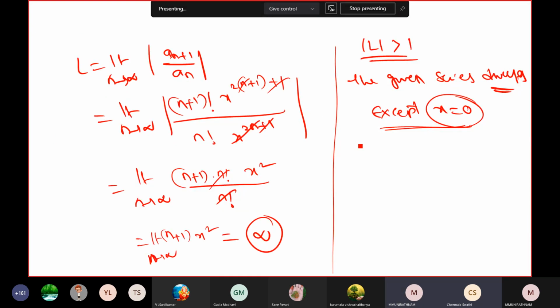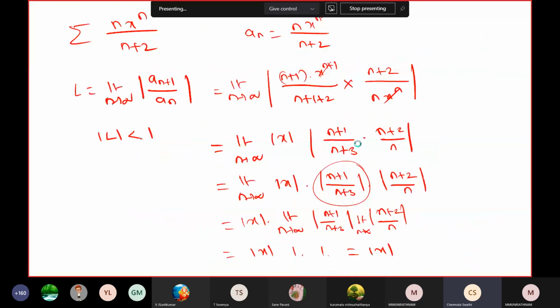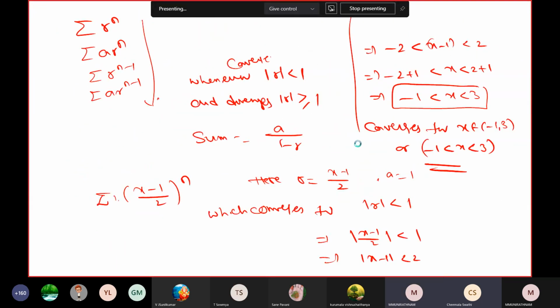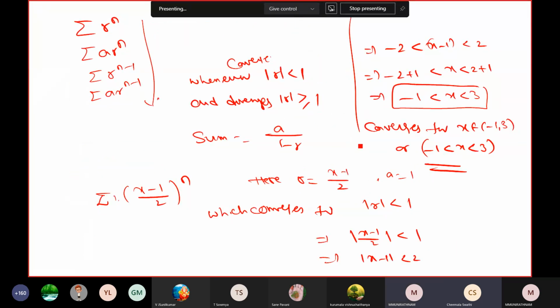Now look at the problems we have done. Suppose my first problem is this. What is the radius of convergence of this? What is r here? This converges for mod x minus a less than 2. So the radius of convergence equals 2. This is my r.